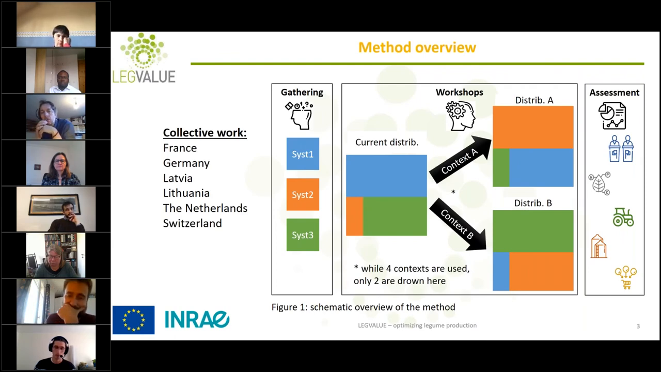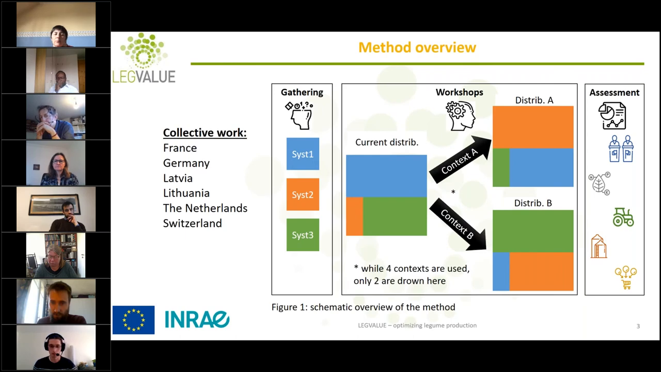So it's a three-step method using data from national on-farm networks, public statistics, and expert knowledge. So we conducted the scenario design approach, exploring four contrasted socioeconomic contexts. And these scenarios are based on country scale workshops involving stakeholders from the six European countries that are France, Germany, Latvia, Lithuania, the Netherlands, and Switzerland.